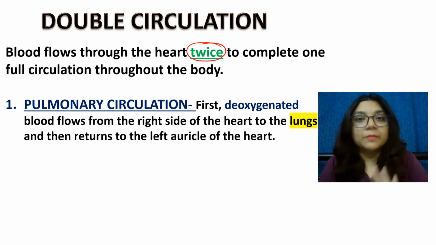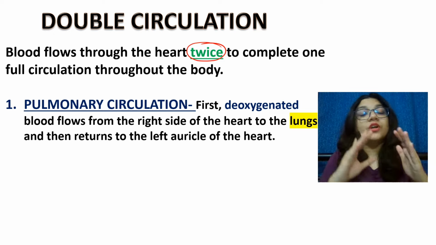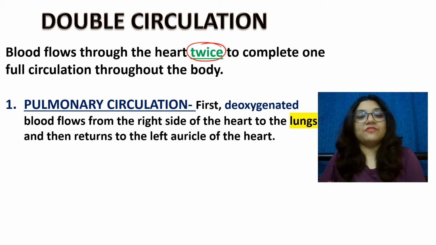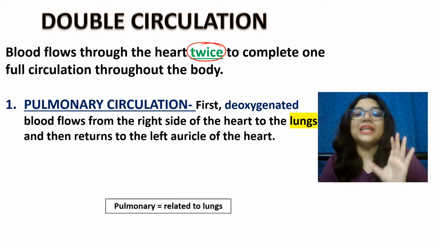First, we have pulmonary circulation, which is deoxygenated blood flowing through the right side of the heart to your lungs, then back to the left auricle as oxygenated blood. We are doing this in detail in just a minute. So pulmonary, this word means related to the lungs.